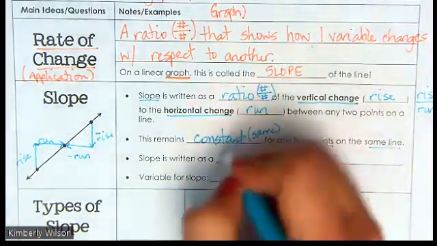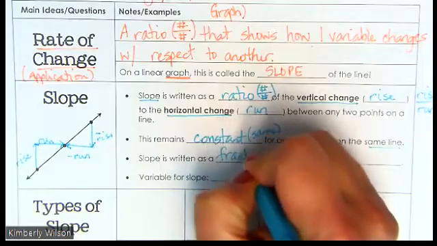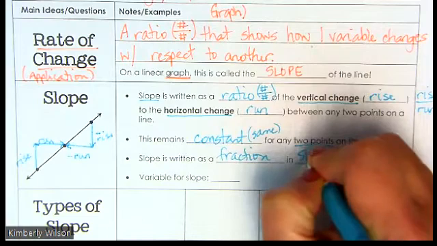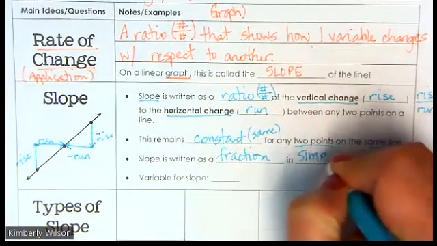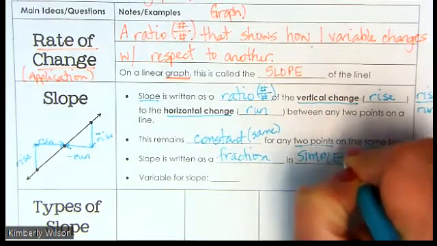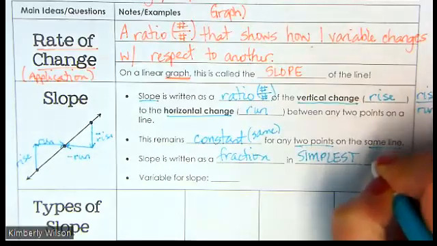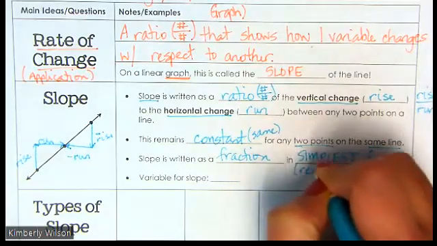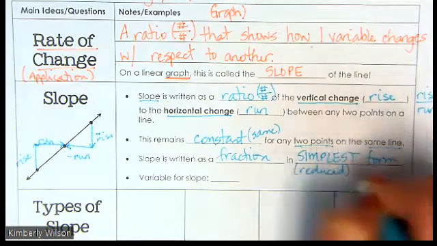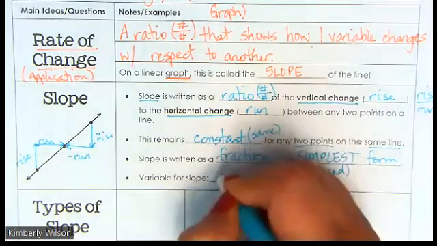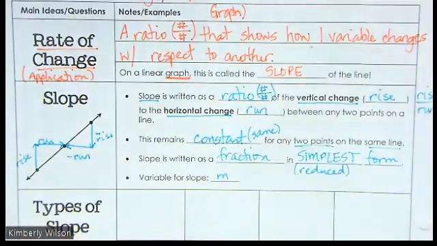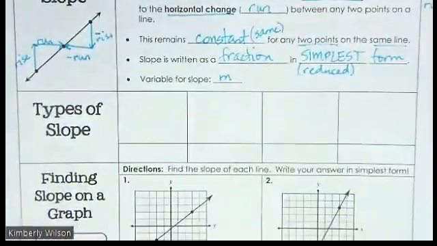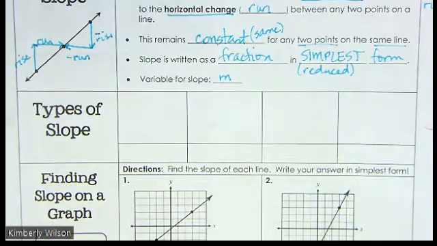Slope is written as a fraction, like I've been stating, always in simplest form. Remember, simplest just means reduced. The variable for slope is m. We talked about that a little bit in the last unit as well. So let's talk about the different types of slope.